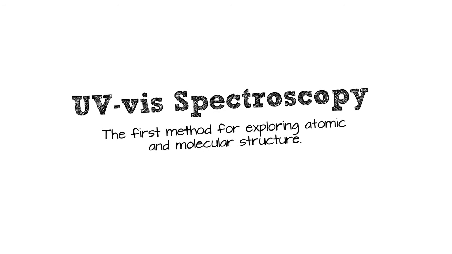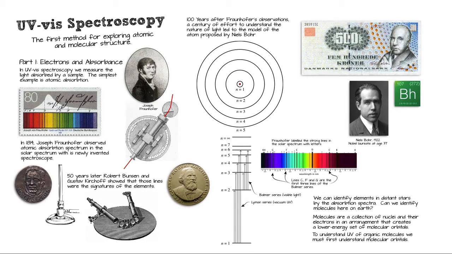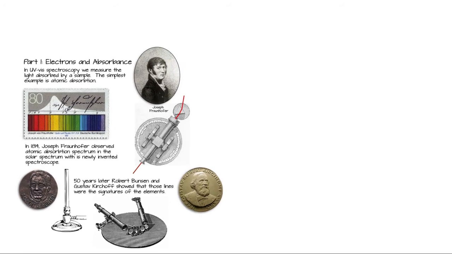We're not going to spend very much time on UV-vis spectroscopy in class, so I'm making these videos to supplement those brief discussions. So UV spectroscopy, and really UV-visible spectroscopy, was probably the first method used by chemists to explore atomic structure and then later molecular structure. This goes way back into the early 1800s.